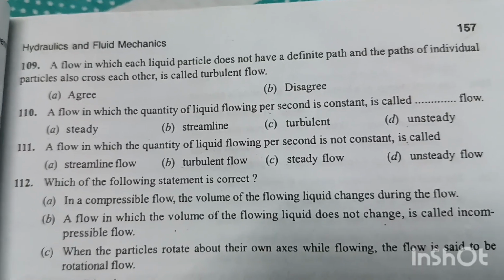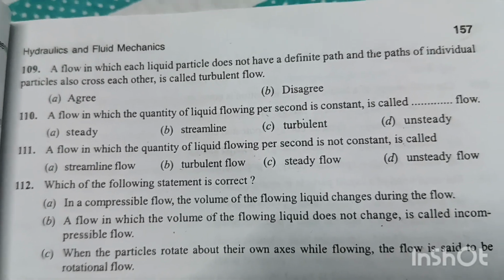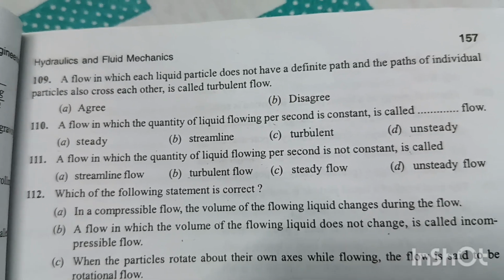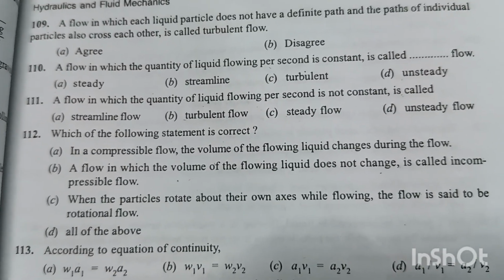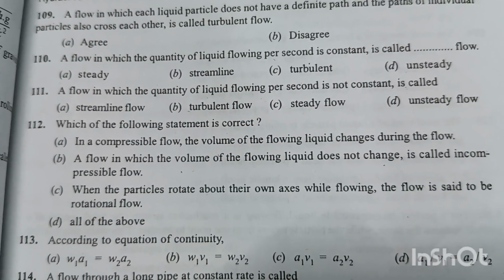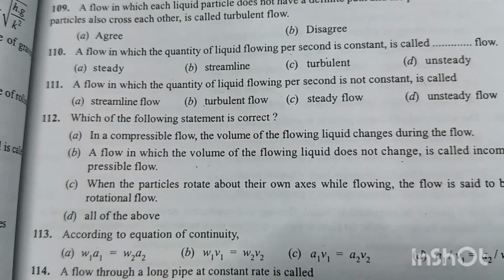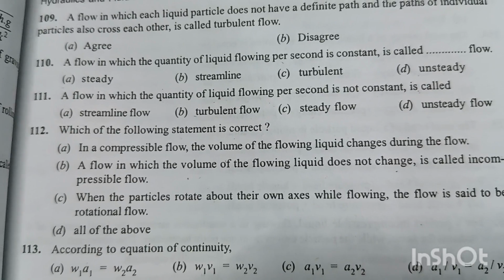Question number 110. A flow in which the quantity of liquid flowing per second is constant is called steady flow. Option A is the right answer. Question number 111. A flow in which the quantity of liquid flowing per second is not constant is called unsteady flow. Option D is the right answer.